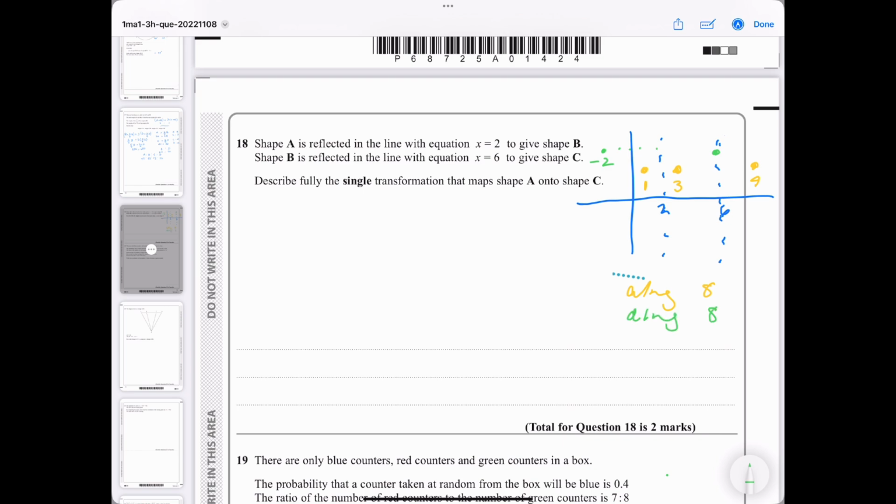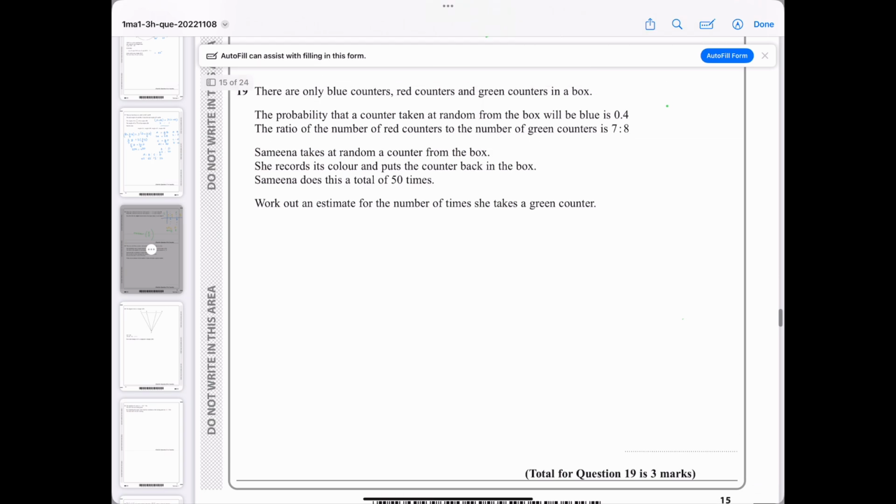If you move something along 8, you do a translation, and it means you move along 8 like that, but it didn't go up or down, so you put a 0 there, and that's what you do there. Right, because it didn't move up the y-axis.